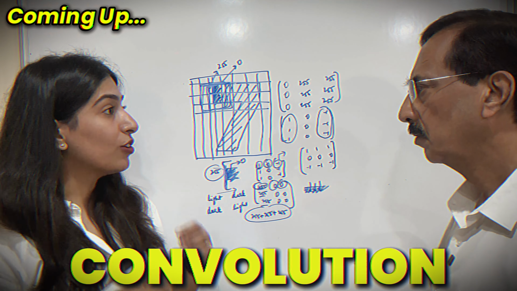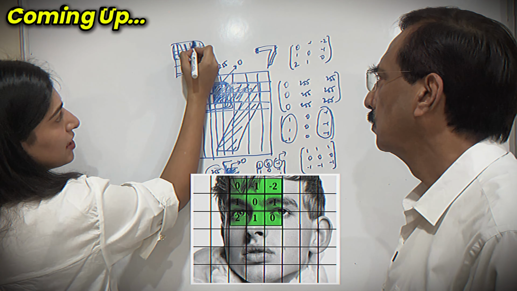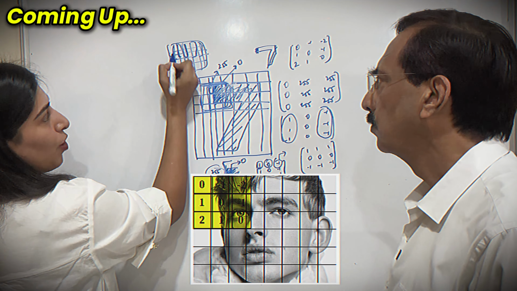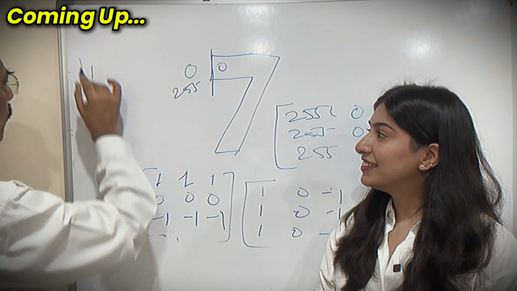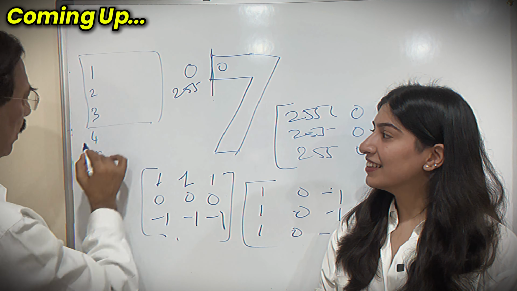Lighter on the left side and darker on the right side. This method is called convolution. Move it like this, then move it like this. From top, I'll move down. Is CAPTCHA based on the... So what have we learned so far? We can move it from 1 to 3. Where is this used? Okay, so let's get started.